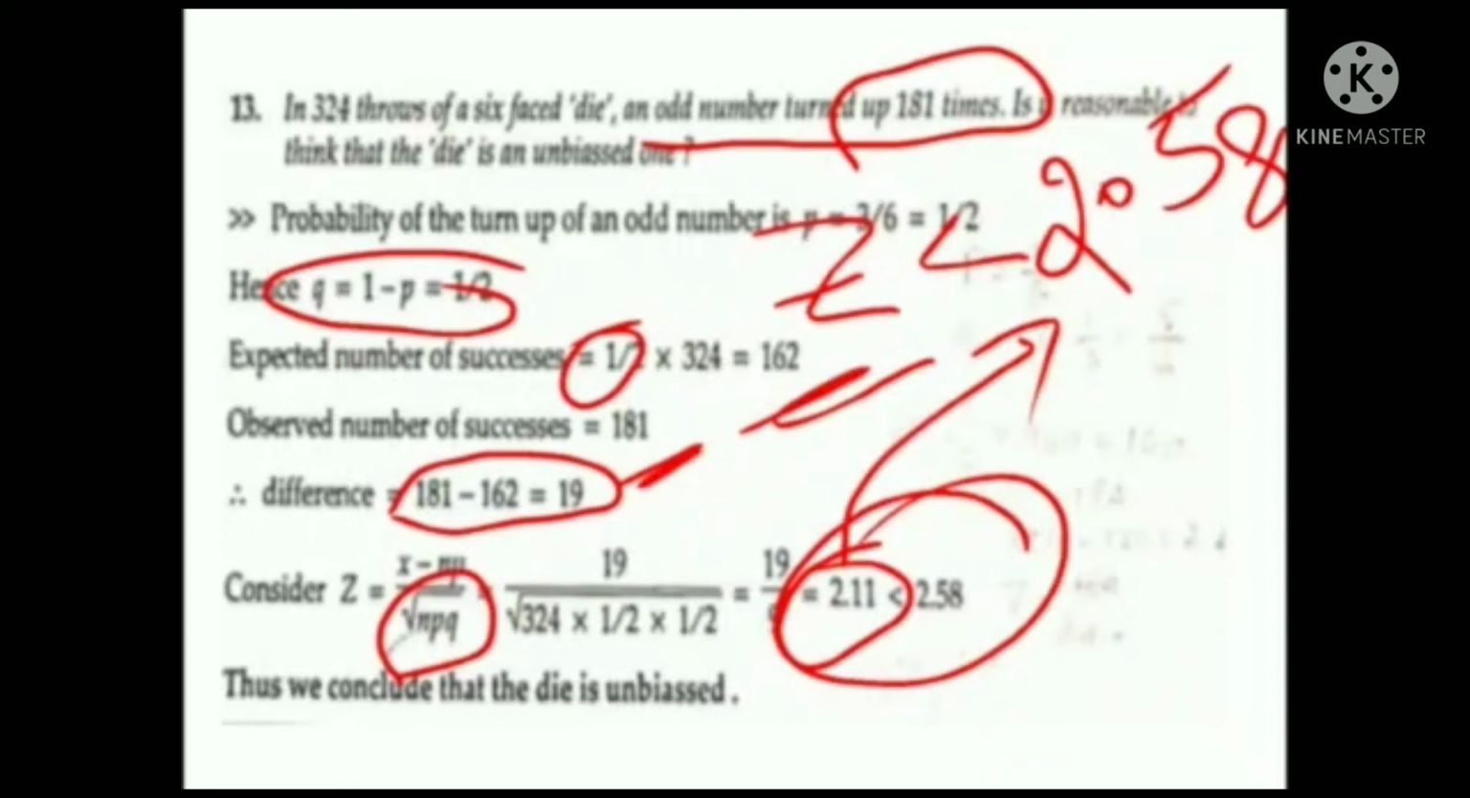Understood? So we got to see an example for rejecting a hypothesis and an example for accepting the hypothesis as well. Also, we will see one more example based on the probable limits.